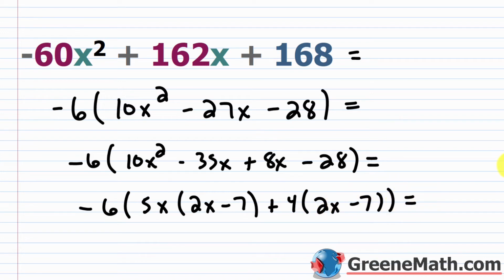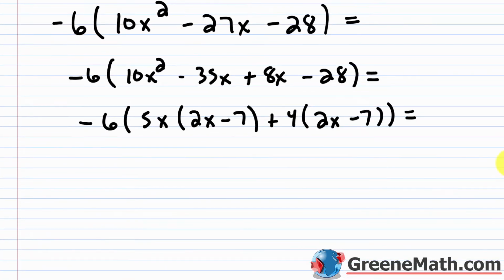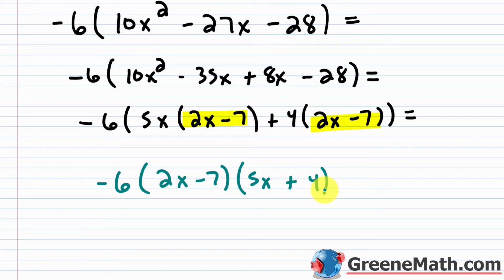So again, you have this common binomial factor. So this quantity 2x minus 7, you can pull that out in front of a set of parentheses. Let me put this negative 6, and then times this quantity 2x minus 7, and then times, inside the parentheses here, I'll have 5x, and then plus this 4. So we end up with negative 6 times the quantity 2x minus 7 times the quantity 5x plus 4.